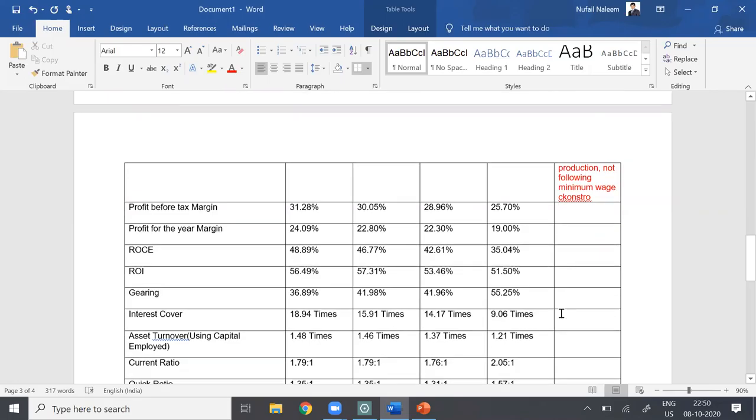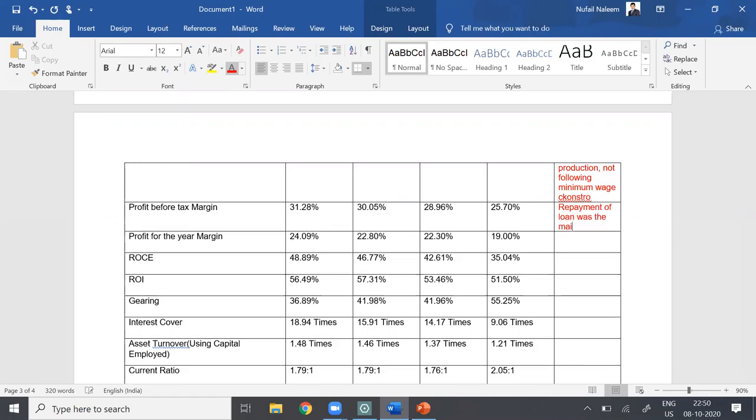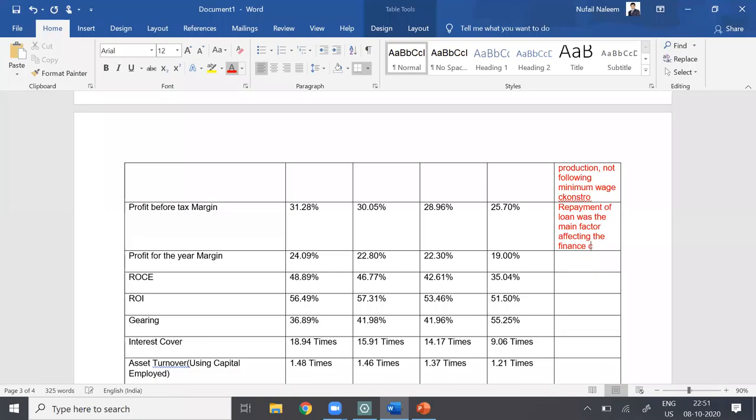Okay. So can we come to the profit before tax margin? Yes or no? Yes, sir. Yes, Asta, now if you see the profit before tax margin, I can specifically say the factor that affected this is repayment of finance. Correct. Repayment of loan. So I'll write down here, repayment of loan was the main factor affecting the finance cost. That is very straightforward. Profit for the year also, I can say taxation, because again, there is not much difference, students, taxation.